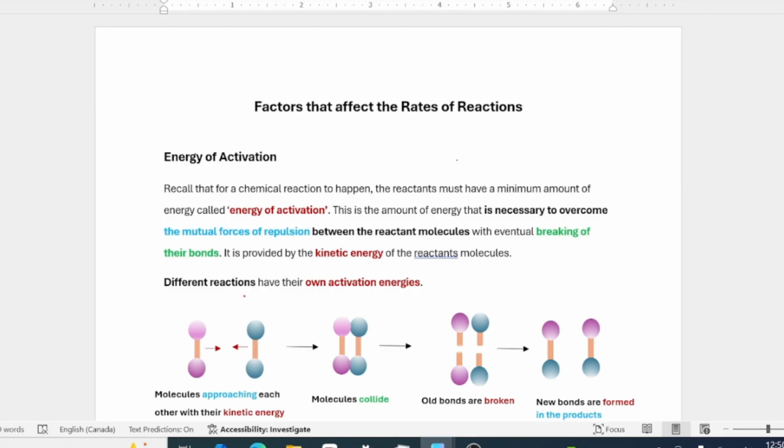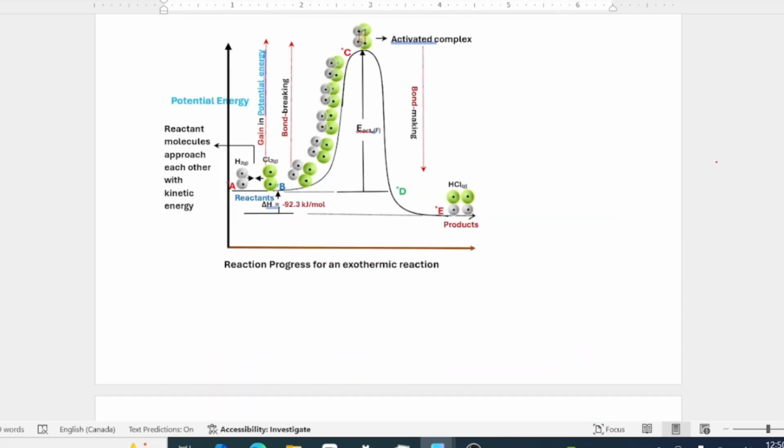This energy is provided by the kinetic energy of the reactant molecules. Different reactions have their own energies of activation. We shall return to this energy profile diagram for the reaction between hydrogen and chlorine to form hydrogen chloride to review this concept. This segment from A to B represents the molecules approaching each other with their own kinetic energies. However, as the molecules get closer together, they experience mutual forces of repulsion from their negative electron clouds.